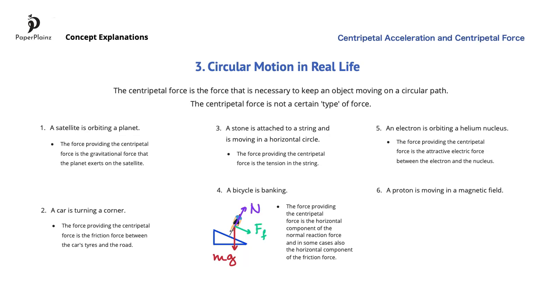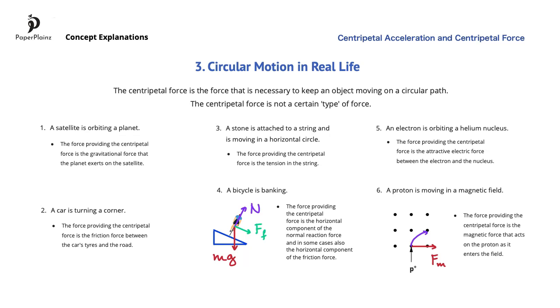In the final example, a proton is moving in a magnetic field. Let's assume that the proton is just entering the field. The situation looks like this. Using Fleming's left-hand rule, which we discussed in an earlier video in subtopic 5.4, we can work out that the direction of the magnetic force on the proton is pointing to the right. Assuming that the proton keeps moving at constant speed, it will follow a circular path that looks like this. The exact radius of the path depends on the magnitude of the magnetic force. So in this example, the force providing the centripetal force is the magnetic force that acts on the proton as it enters the field.